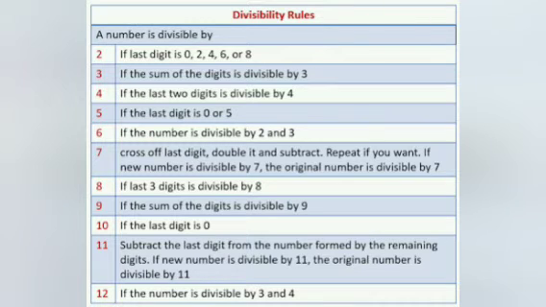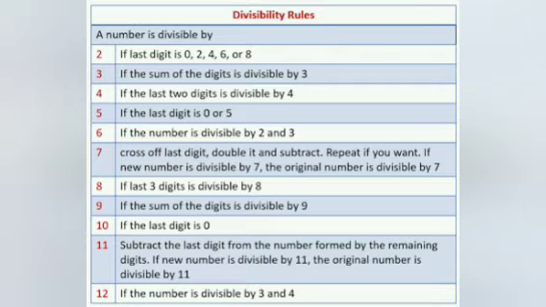Now let us refer to this chart. In this chart we can get the idea about whether the number is divisible by that particular number or not. So tests for so many numbers are given: 2, 3, 4, 5, 6, 7, 8, 9, 10, 11 and 12. For all these numbers we can easily get the idea about its test.